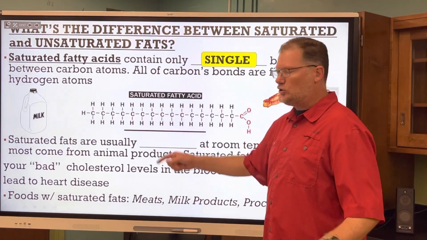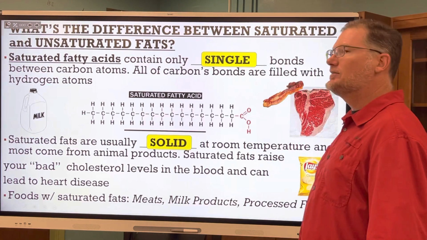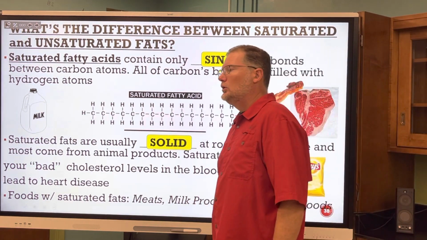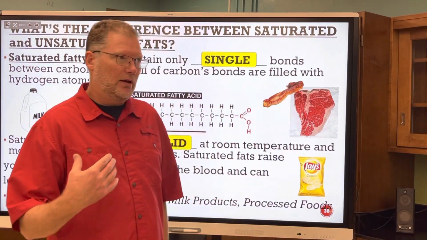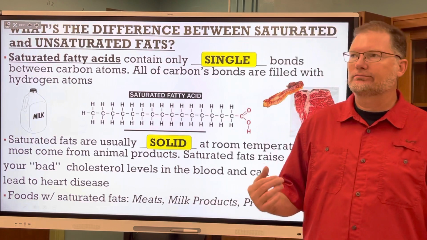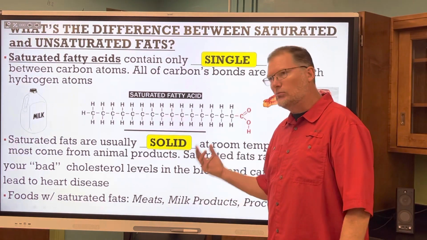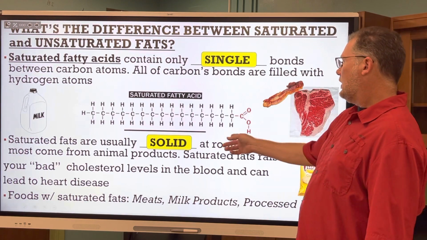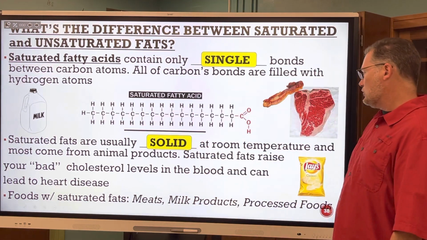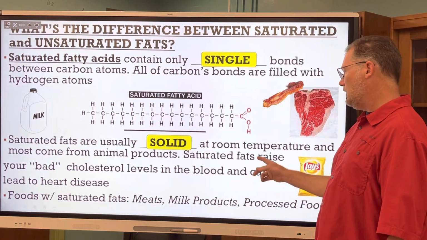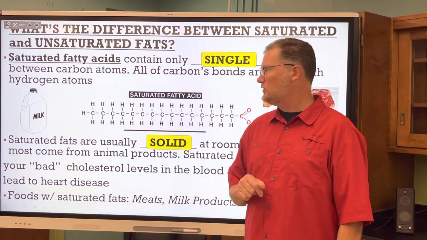And saturated fats are usually solid at room temperature. So, animal fat, margarine, those kinds of things, okay? And they mostly come from animal products. Saturated fats raise your bad cholesterol levels in the blood and can lead to heart disease.